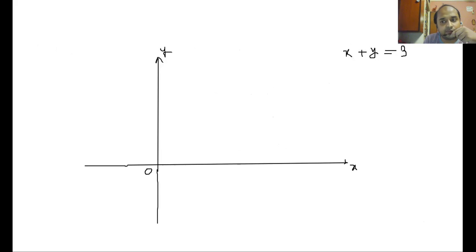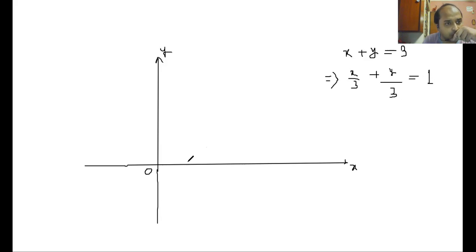Because in the intercept form, on the right hand side, we need to have 1. So let us bring this in its intercept form. So I shall divide both the sides by 3. So x by 3 plus y by 3 is equal to 3 by 3, that is 1. I have got my intercept. So x intercept is 3 and y intercept is 3.